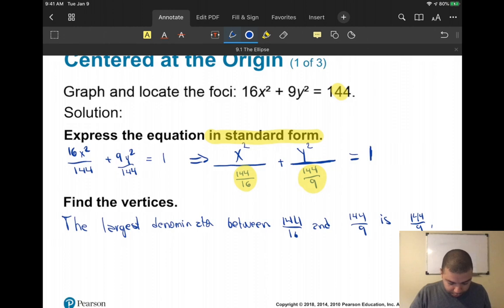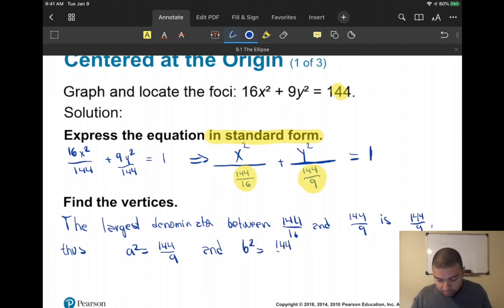So A squared is 144 over 9, which is the biggest always, and B squared is 144 over 16. So A squared is always the biggest. Okay, gotta remember that. So that means a equals the square root of 144 over 9, and b equals the square root of 144 over 16. Okay, so I can simplify that. So that's 4/3. And I can simplify that. And that's just 3.